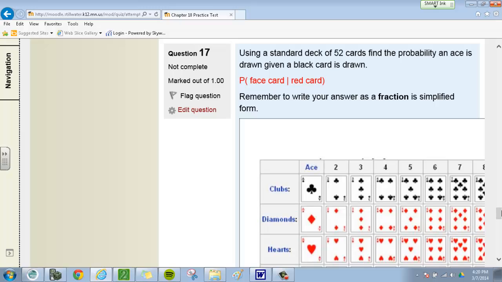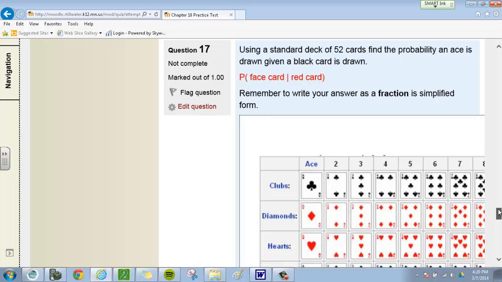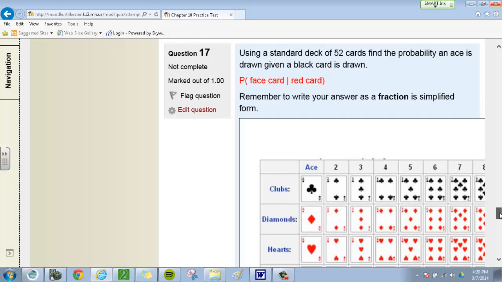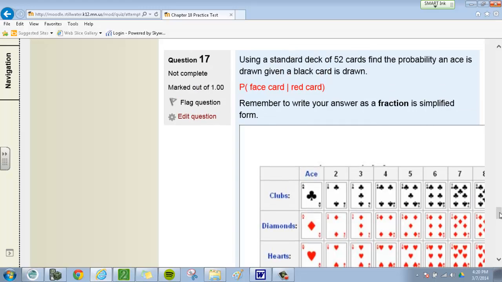Here's some cards already included in there, so hopefully this helps you out. Using a standard deck of 52 cards, find the probability an ace is drawn given a black card is drawn. Okay, so this is another given one. I'm going to still use my file of cards. And remember, make sure you ask me for these cards and this dice, the sheet that I have all the cards on there, so you can keep on shading and scribbling all over stuff. Okay, so using a standard deck of 52 cards, find the probability an ace is drawn given a black card is drawn.